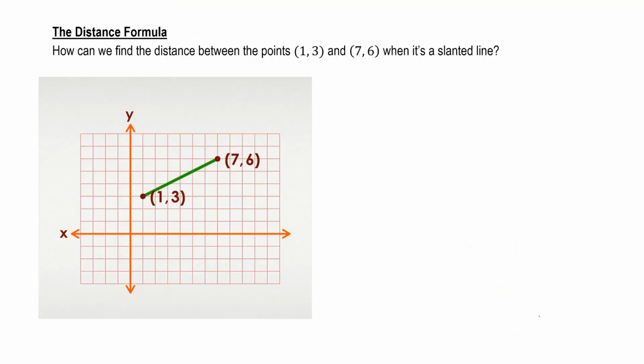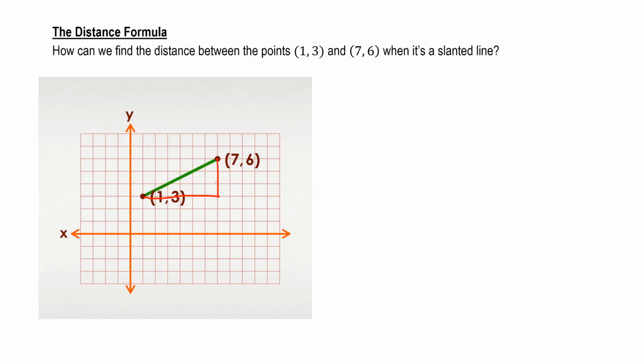Okay, the distance formula, you have learned this before, but we will just go through it again. How can you find the distance between the points 1, 3 and 7, 6 when it is a slanted line? You can't tell how long it is just by looking at it. And so what you have to do is create a right triangle and use the Pythagorean theorem to figure out that hypotenuse.